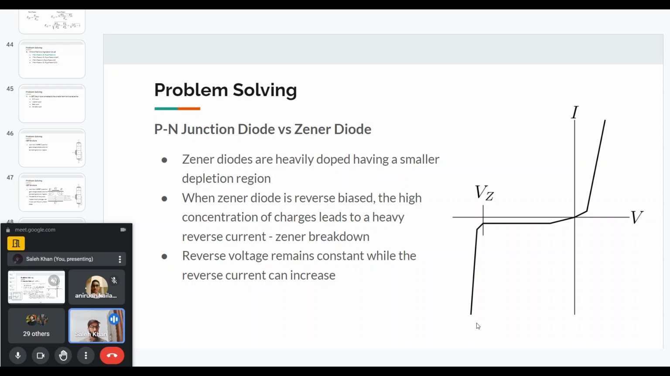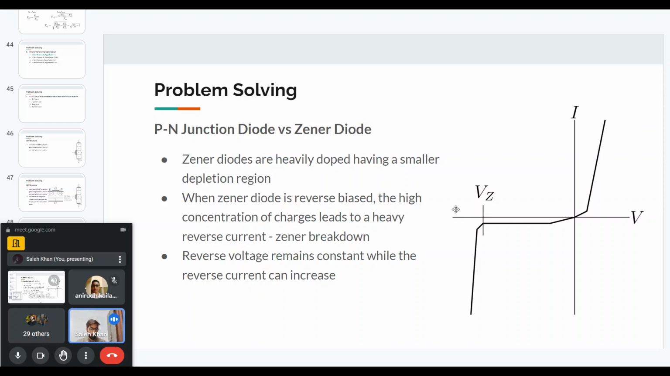When a reverse bias voltage is applied, because they have high doping concentration, so high charges, with a very small reverse voltage these charges can get accelerated across the depletion region, and it can lead to a high reverse current. That is called Zener breakdown, and because of it, they will not allow voltage to go beyond that Zener voltage. These devices are used in the reverse region. They are not primarily used in the forward region, and they are used in the reverse region to limit the voltage to the Zener voltage.